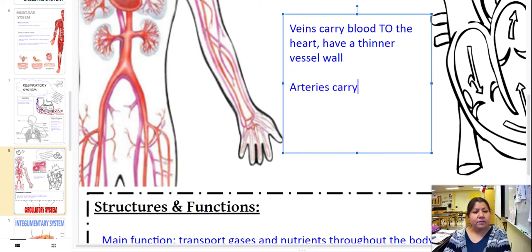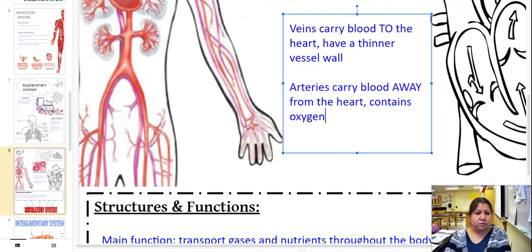Arteries, however, carry blood away from the heart. It's carrying oxygenated blood, so it contains the oxygen, and has a thicker wall. Because as our heart's pumping, that means the pressure is really high for the blood to move from the heart. And so the artery walls have to be thick enough in order to sustain that pressure that the heart is giving.